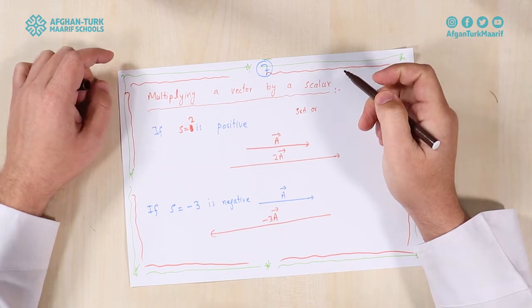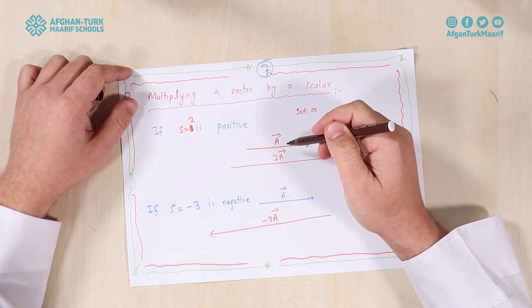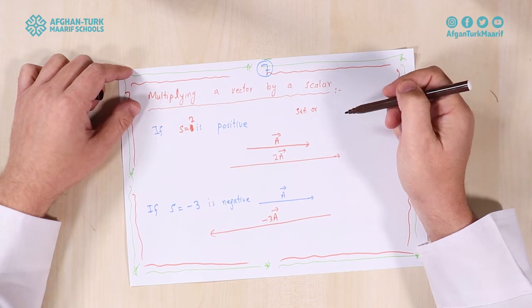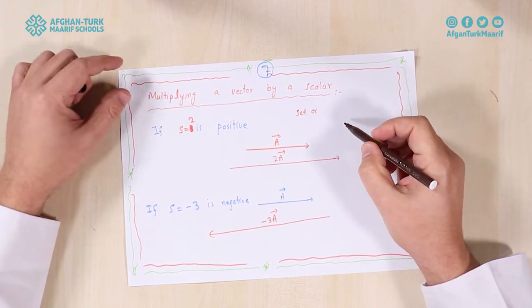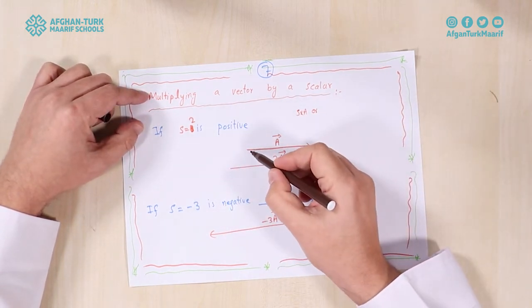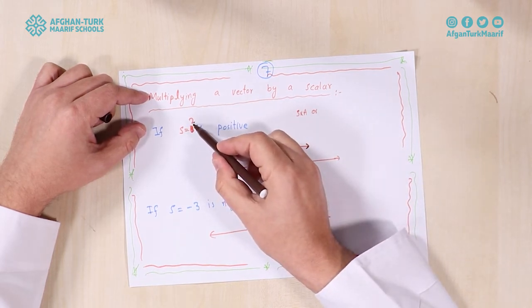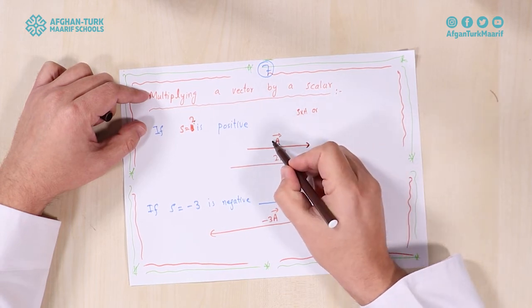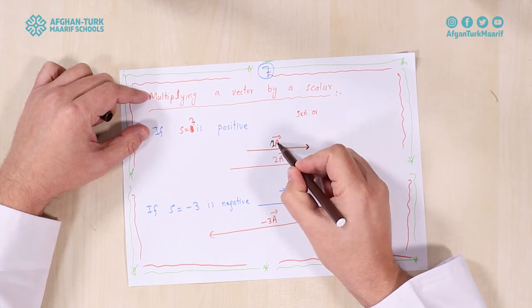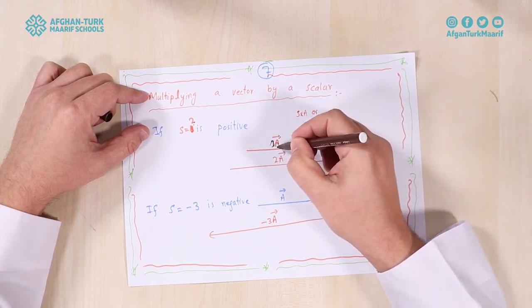Okay, the last one is multiplying a vector by a scalar. So it's very simple, students. How can we multiply a vector by a scalar? Scalar means, as we already discussed yesterday, a unit with number is called scalar. For example, here I mentioned the vector A. If I want to multiply 2 with vector A, here it is already 1. So if we multiply 2 with 1, we increase the size of vector A.